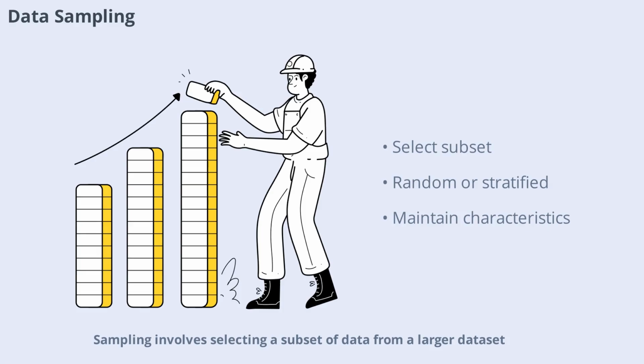Sampling involves selecting a subset of data from a larger dataset. This is useful when working with very large datasets that are difficult to process in full. Sampling methods include random sampling, stratified sampling, and systematic sampling. The goal is to create a representative sample that maintains the characteristics of the original data. Proper sampling ensures your analysis remains accurate and efficient.